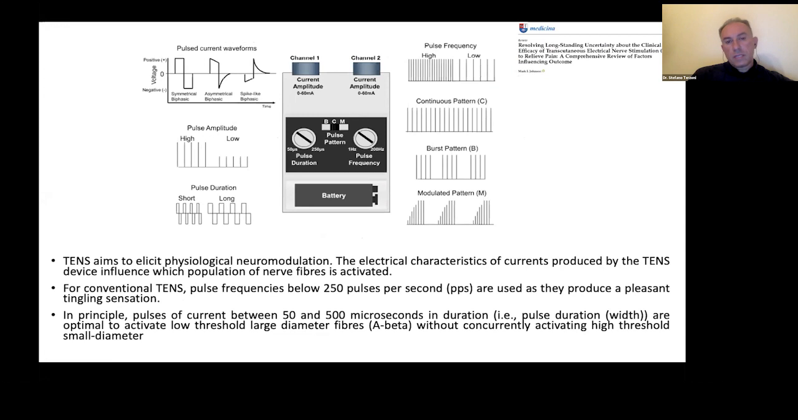This slide is a bit technical. It's just to show that several waveforms for the current can be used by the nurse while applying TENS. TENS overall aims to elicit physiological neuromodulation, so the electrical characteristics of the current deeply affect the type of nerve fibers which can benefit and which can be modulated, activated by the treatment itself. So these are some suggestions that you will find described in further detail in this paper.